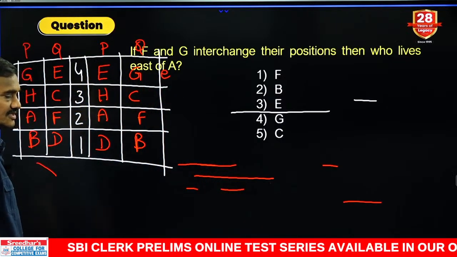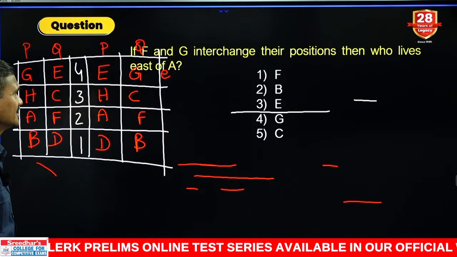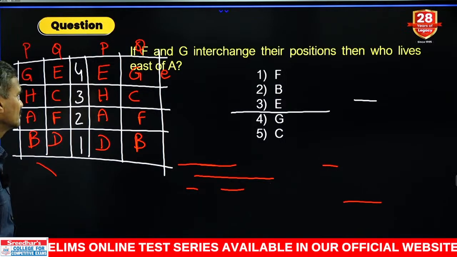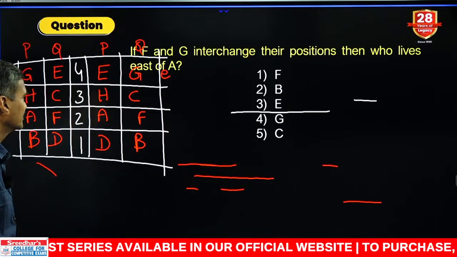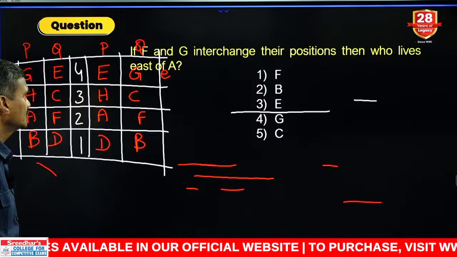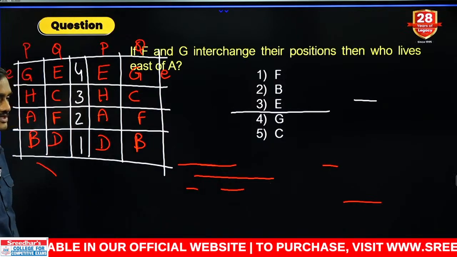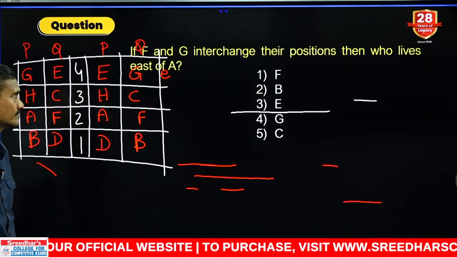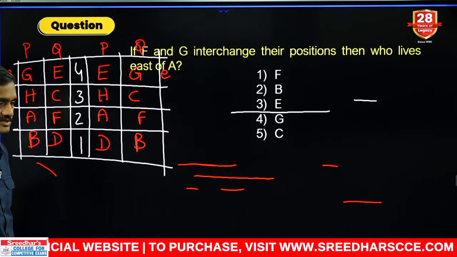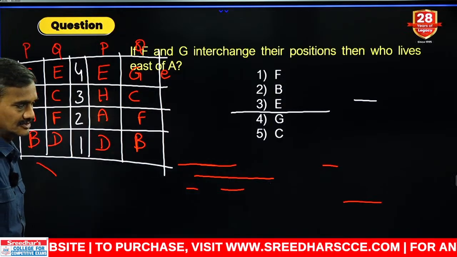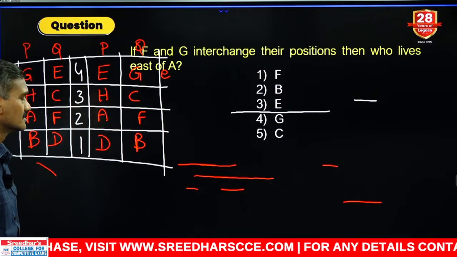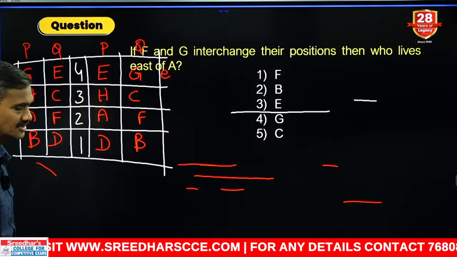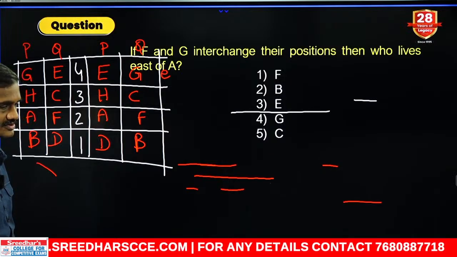My second question. If F and G interchange their position, then who lives to the east of A? F and G interchange their places, and who is to the east of A? F and G interchange their positions. That means F is coming to the place of G, G is going to the place of F. Okay? What is your answer here? G, that is choice four.